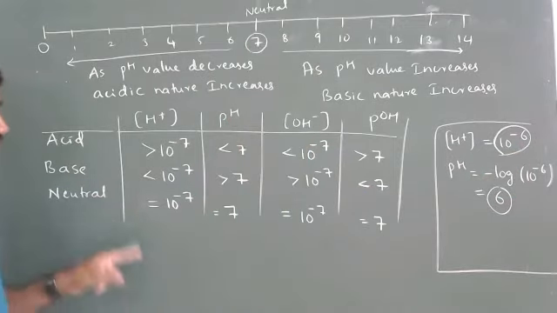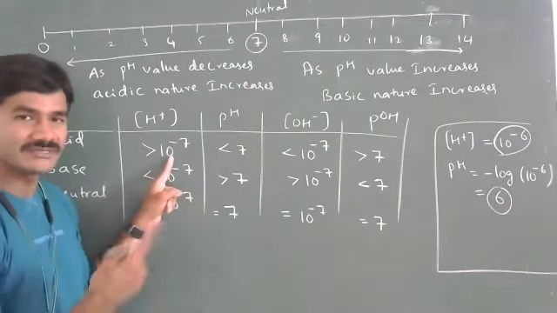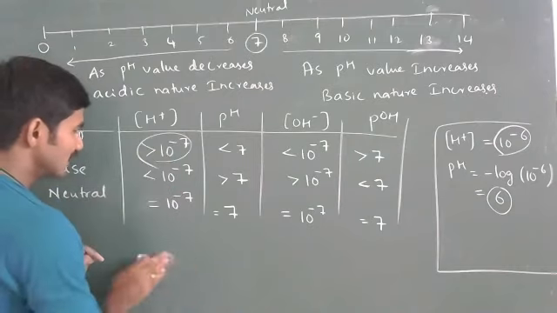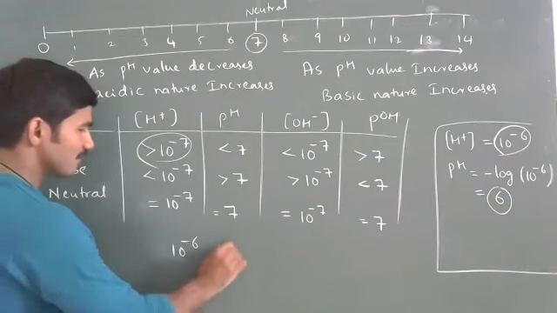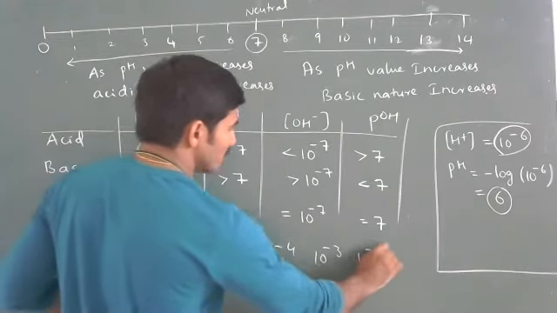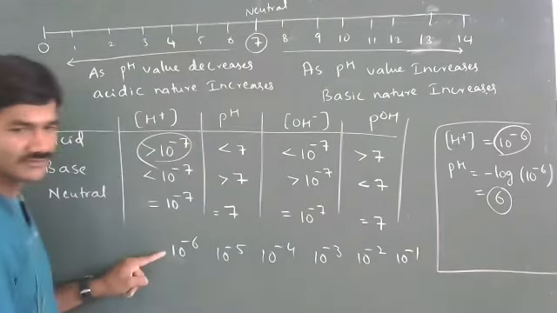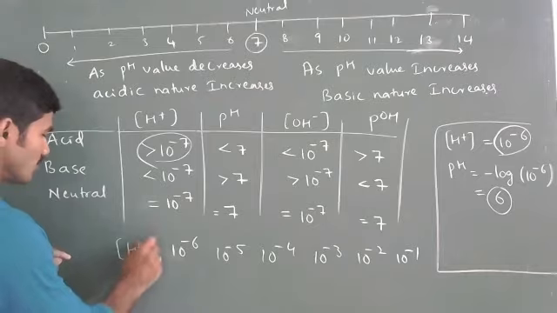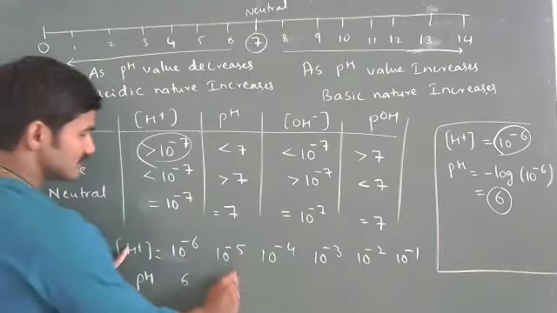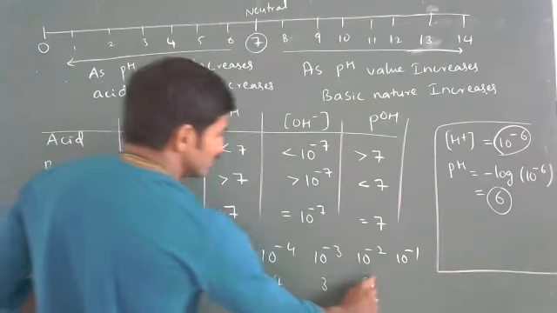Understood? It's like that. H plus concentration more than 10 power minus 7 means 10 power minus 6, 10 power minus 5, 10 power minus 4, 10 power minus 3, 10 power minus 2, 10 power minus 1. These are H plus ion concentrations. What is the pH of these? 6, 5, 4, 3, 2, 1.